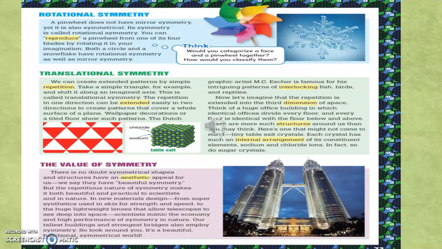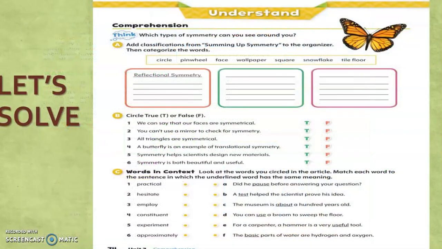Okay, beta. So, are you clear about it? Yes, I hope so. So, symmetry is a thing which beautifies the things around us, and it is very useful as well. Okay? Now, let's go to page 74. Are you ready? Grab your pencils and write date and day on the top. Done it? Very good. Now, let's start exercise A. Add classifications from summing up symmetry to organizers.